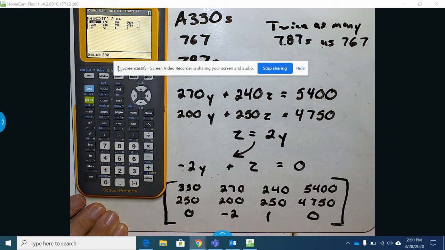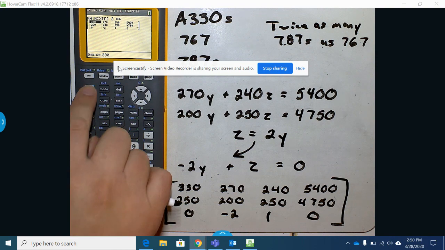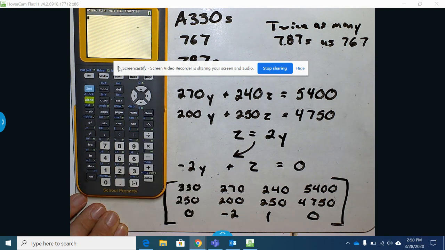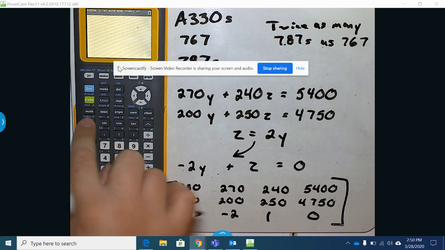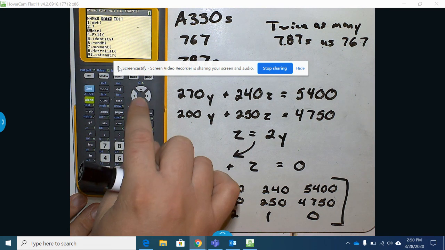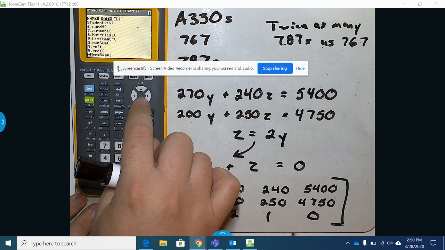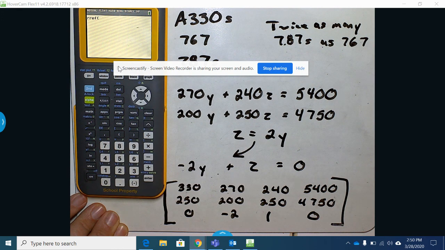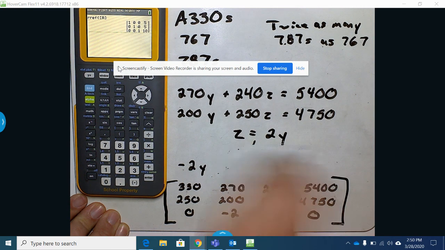So what I want to do is create a reduced row echelon form of that matrix. So once again, I have to quit out and then clear, then go back into my matrix menu again, go to math, go all the way down to B. And then I need to go back into my matrix menu and choose the matrix that I entered it in for. I've entered it in A, and I'm going to hit enter. Okay. And as you can see, I have the nice reduced row echelon form matrix right there.